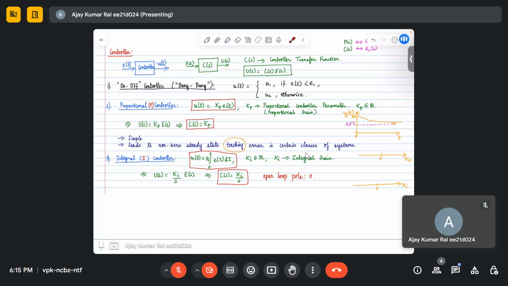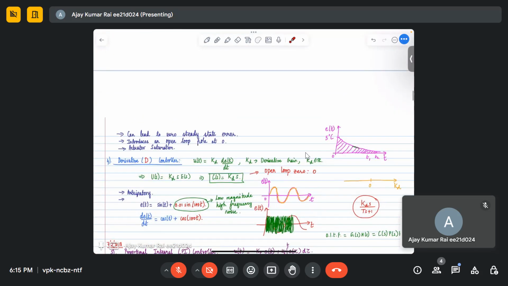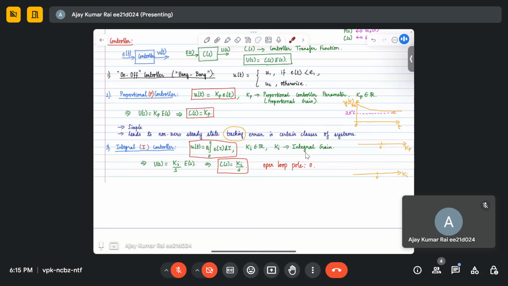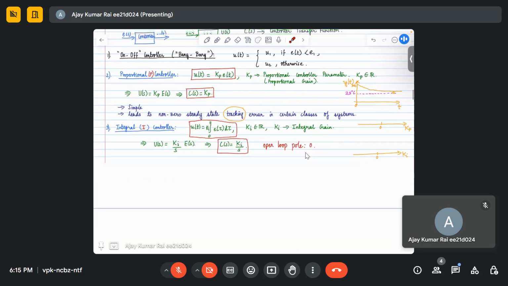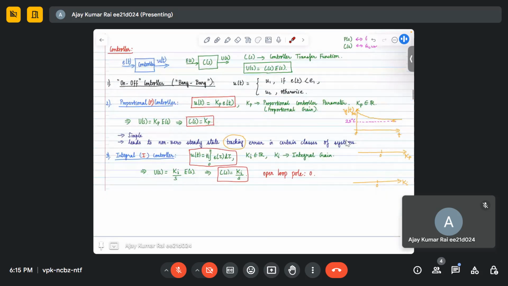In control systems, the popular controllers that we use are PID type controllers. We can use a proportional controller or an integral controller individually, though we don't use a derivative controller alone, and we can also club them together, like PI or PID. Here they have shown the transfer functions. For the proportional controller, you have to remember this transfer function. This is very important.